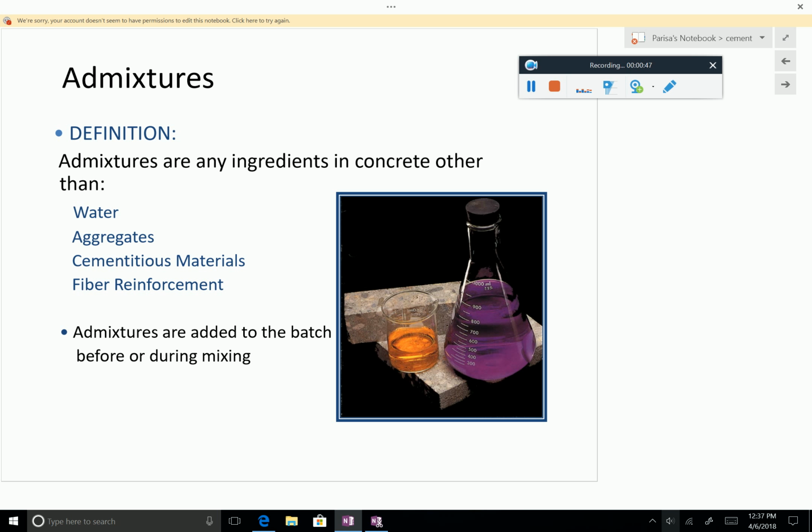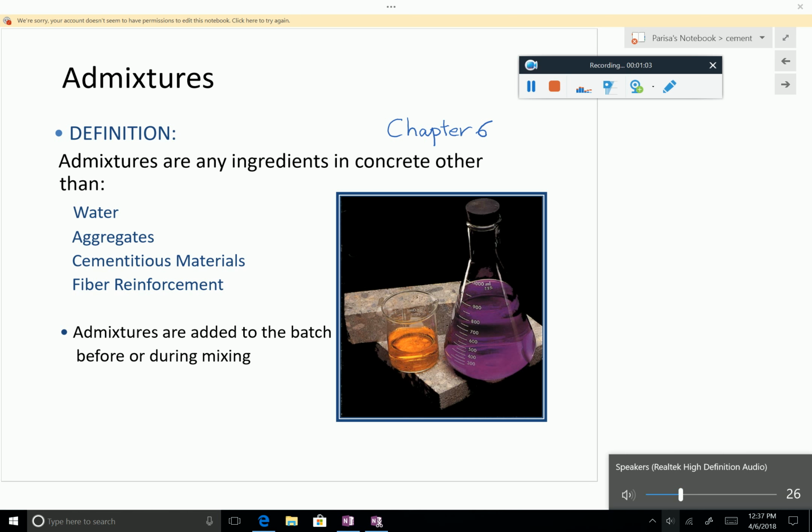In any rate, this is a simple discussion, and if you need more information, please consult chapter 6 of the textbook. So what are admixtures?